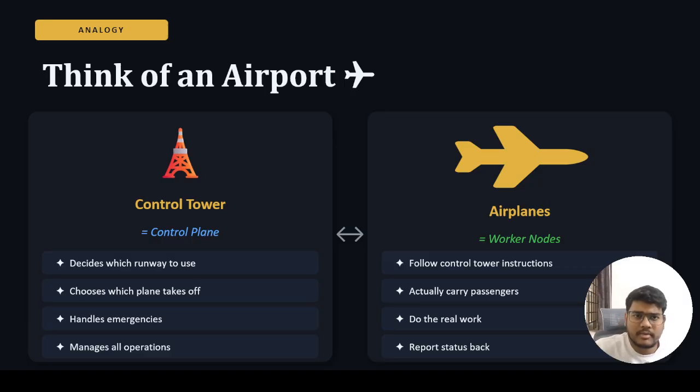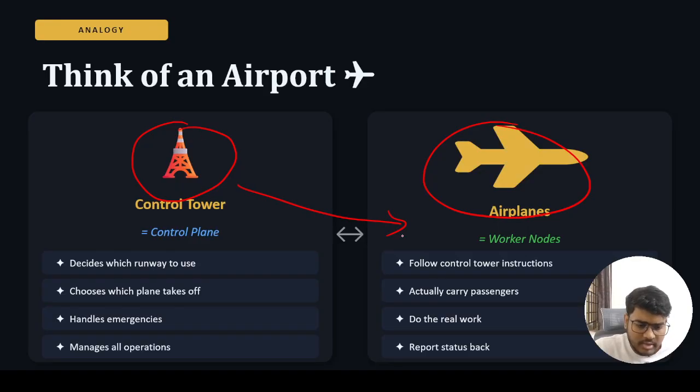To understand it with one analogy, you can take the analogy of the airport. In an airport you have the control tower, which manages all the operations, and then you have the airplanes, which we can consider as worker nodes, which carry you from one place to another. The control plane decides which runway to use, which plane takes off, and handles emergencies. The worker nodes simply follow whatever instructions they get from the control tower. This is one analogy you can think of to understand the Kubernetes architecture.